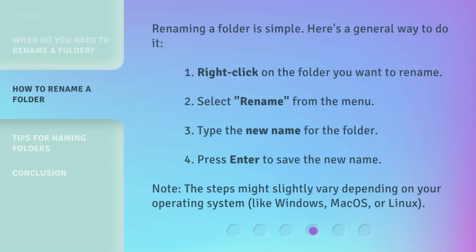Renaming a folder is simple. Here's a general way to do it. 1. Right-click on the folder you want to rename. 2. Select Rename from the menu. 3. Type the new name for the folder. 4. Press Enter to save the new name. Note: the steps might slightly vary depending on your operating system, like Windows, Mac OS, or Linux.